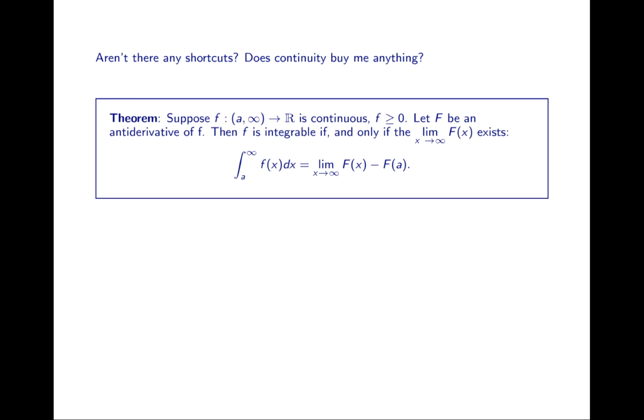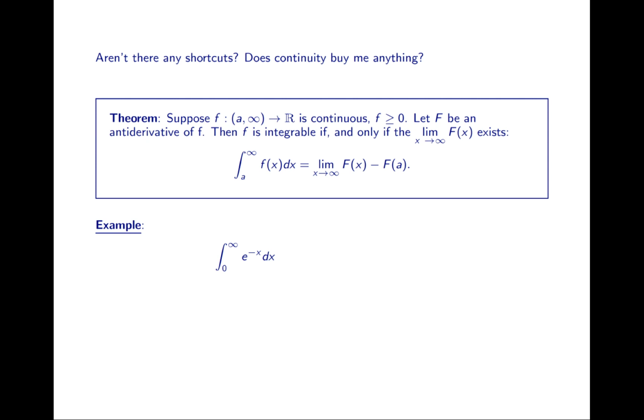And it does. Suppose f is defined on that unbounded domain and is continuous. Then if big F is the antiderivative of little f, then we say little f is integrable if and only if the limit as x goes to infinity of the antiderivative exists. And in that case, the integral from a to infinity of little f is, as you would think, as suggested by the fundamental theorem of calculus, the limit as x goes to infinity of the antiderivative of f of x minus f of a.